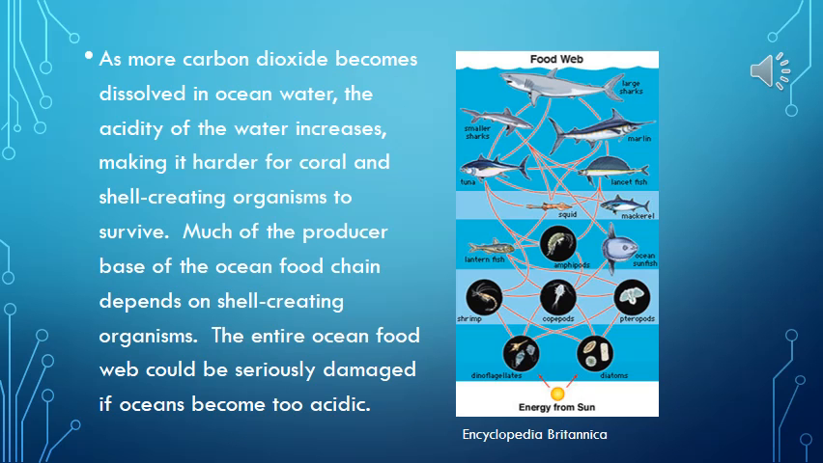As more carbon dioxide becomes dissolved in ocean water, the acidity of the water increases, making it harder for coral and shell-creating organisms to survive. Much of the producer base of the ocean food chain depends on shell-creating organisms. The entire ocean food web could be seriously damaged if oceans become too acidic.